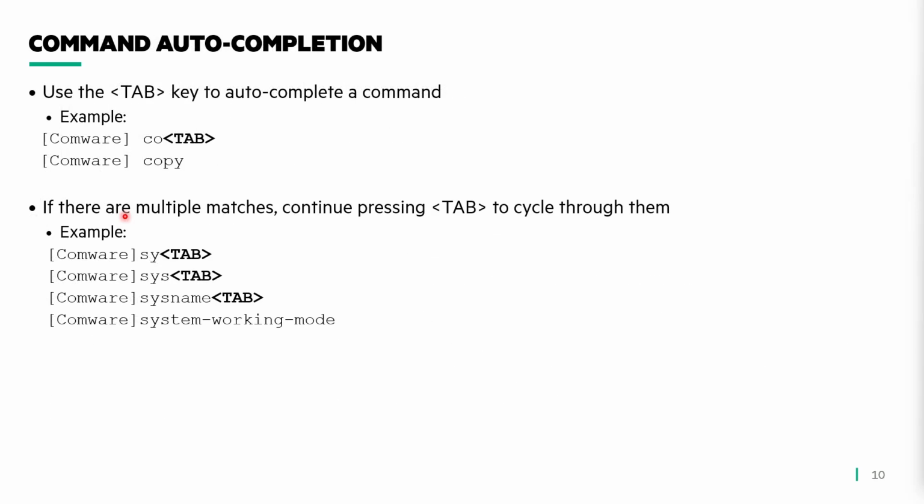We can use the tab key. If there's a unique combination of letters, it will show you the completed command. If there are multiple matches, then it will go through them. You continue pressing tab to cycle through them. So we'll go tab in here, sys, then system working mode, and so on and so forth.